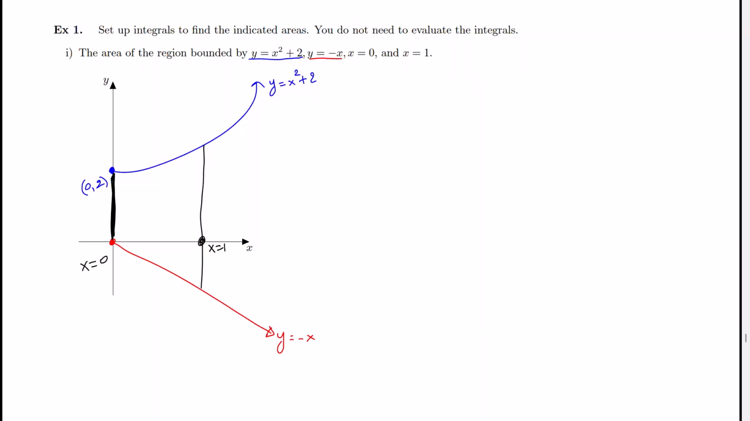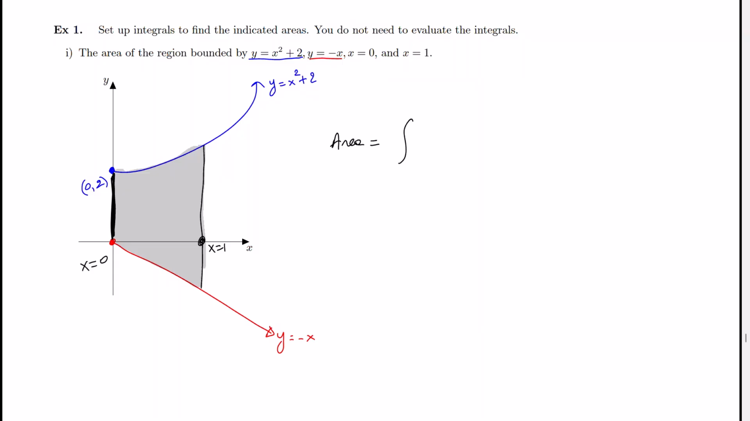So we want to know how much space there is here between the two curves, sorry, between the two curves and the vertical lines x equals 0 and x equals 1. So how much is this gray area? Well, according to the formula, the area that we are searching for is some kind of an integral.